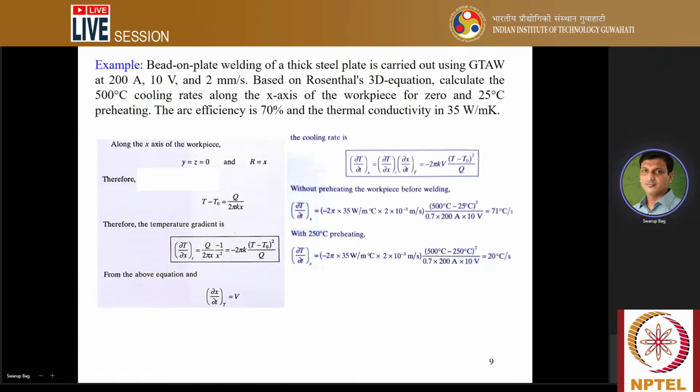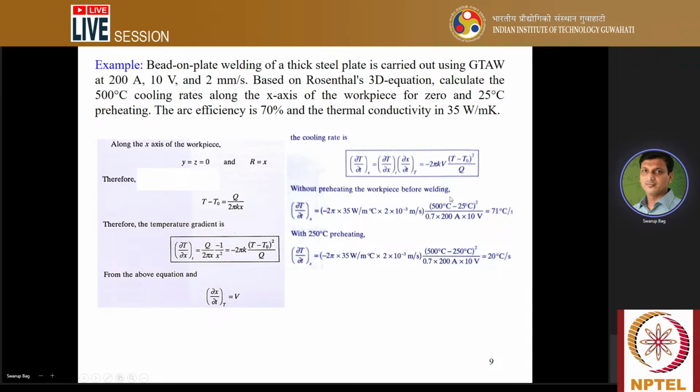Put this. Now there are two cases. One is the 0 preheating, another is the 250 degree centigrade preheating. Now here ∂T/∂x, we put this value. Just be careful with the units and the numerical values we are putting. Of course, 2πk, the thermal conductivity, has units of watt per meter Kelvin or watt per meter degree centigrade. And then velocity in the SI unit: 2 millimeter per second, here we converted to 2 × 10⁻³ meter per second.